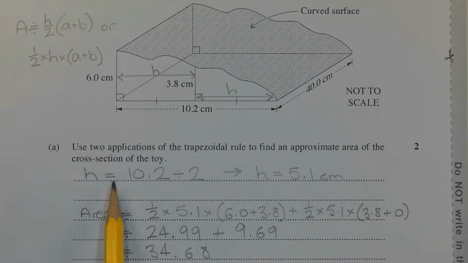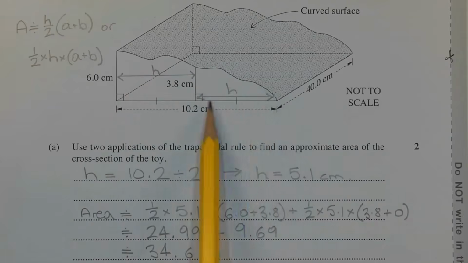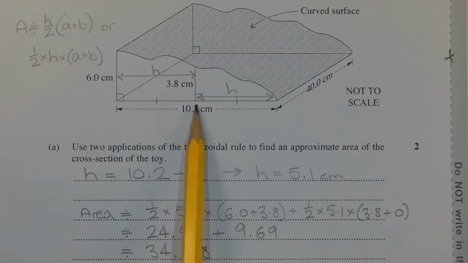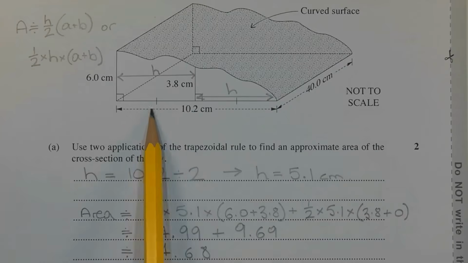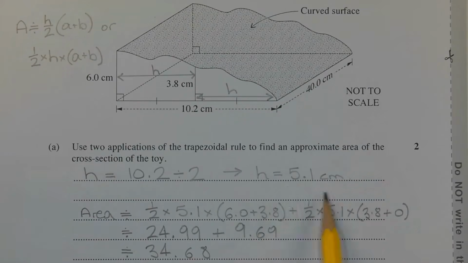So we need to find the value of h first, and to do that we take the length of this edge here, 10.2 centimeters, and we divide it by 2. These are our two applications, application 1 and application 2. And in each application, the value of h is the same. Now we divide it by 2 because this gap is identical to this gap because of this dash here and here. This means 10.2 is divided exactly in half. So 10.2 divided by 2 gives us 5.1 centimeters. And that's what we substitute for h in the formula.